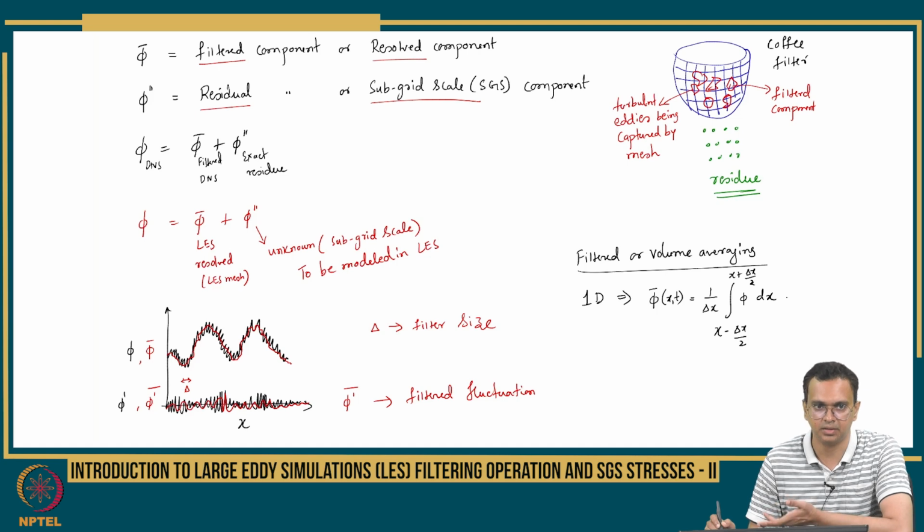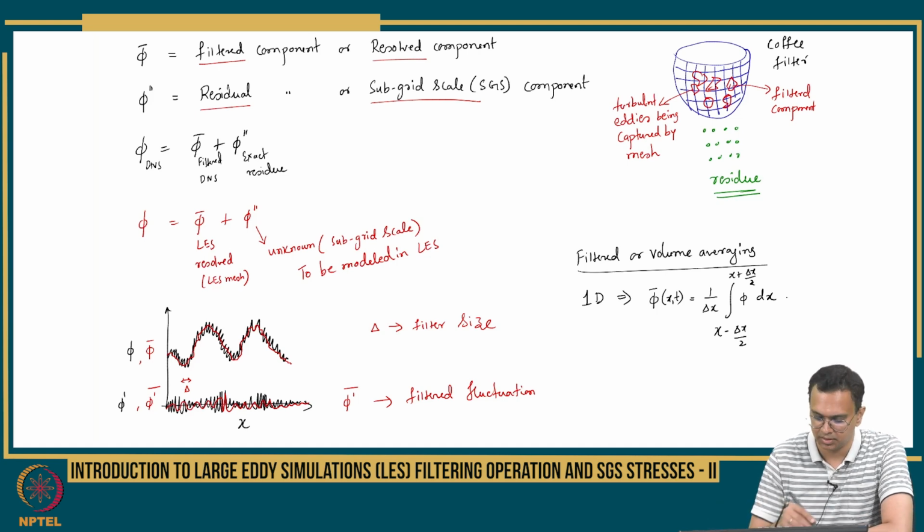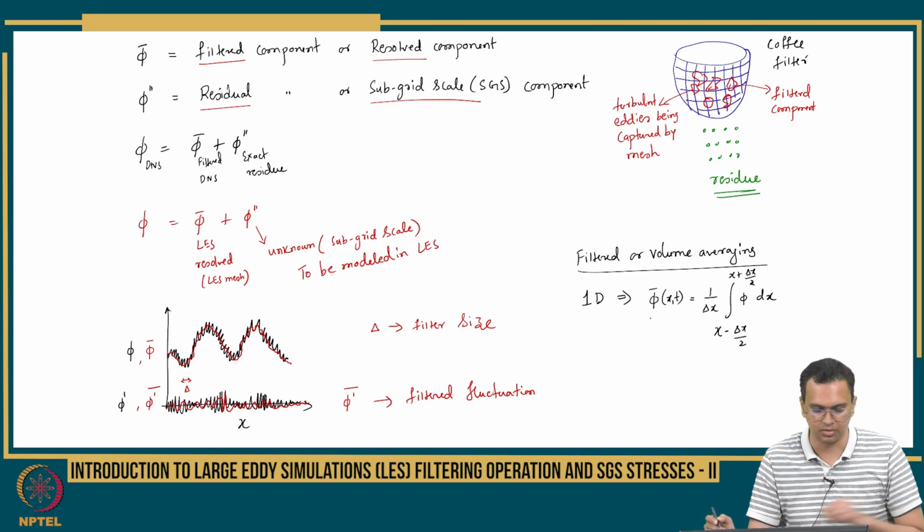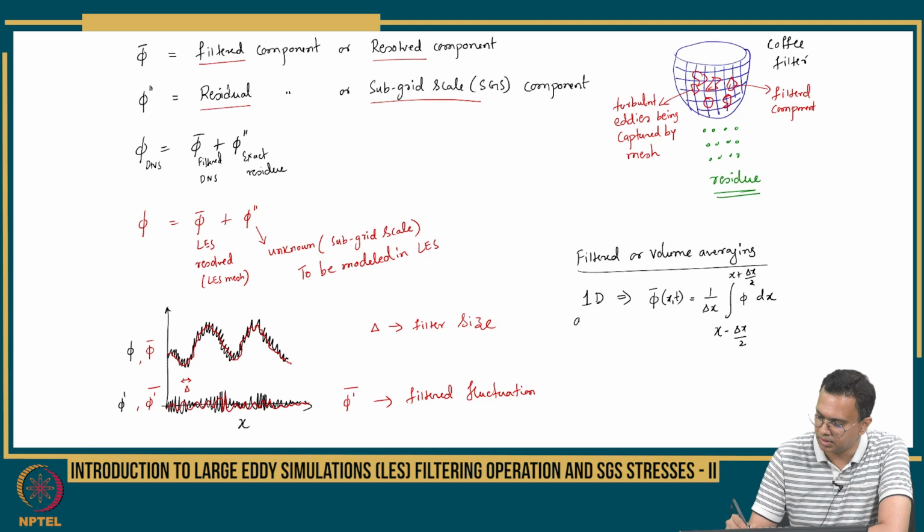We will do a generic 3D filtering later, just to understand the 1D filtering that I have just shown you in the schematic diagram here with the oscillations. This is how a filtering operation would look like, volume averaging in one dimension. Okay, so 1D average or filtering.